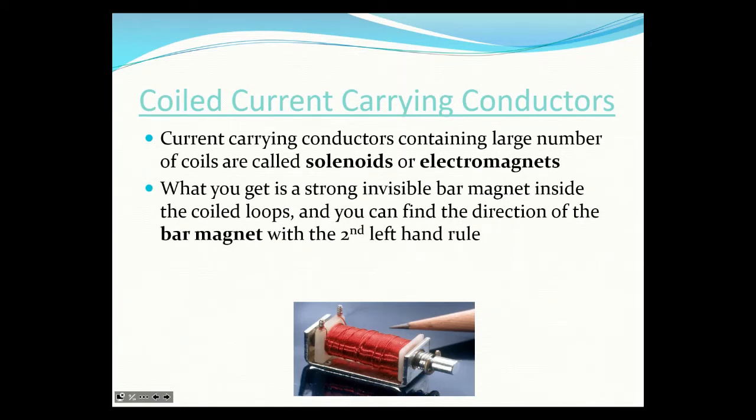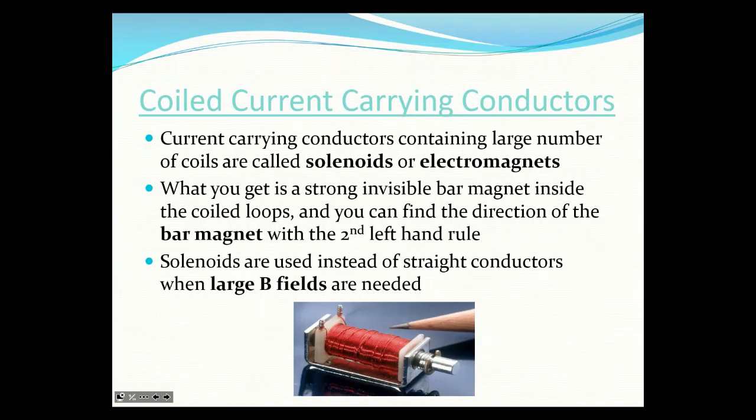What you get is a strong invisible bar magnet inside the coiled loops, and you can find the direction using the second left-hand rule. That's what we're going to practice in a second. Solenoids are used instead of straight conductors when you need a large field, because the more loops you have, the stronger your field gets, as opposed to a straight conductor where you're kind of stuck with that one line there. So we're going to take a look at this simulation here.